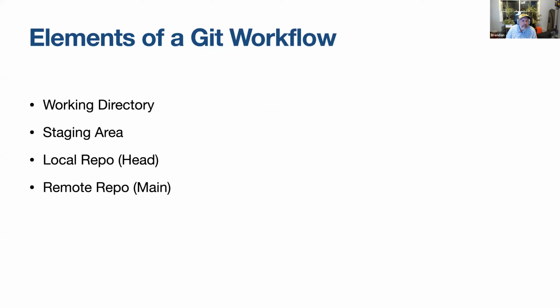Let's talk a little bit about the elements of the Git workflow. There's going to be 4 spots where your code is going to reside when you're working with Git. First, you're going to have the working directory, which is literally the directory on your computer where you're making changes to the files. And then you have the staging area, which is when you're ready to commit your code, you would put all the necessary files in the staging area.